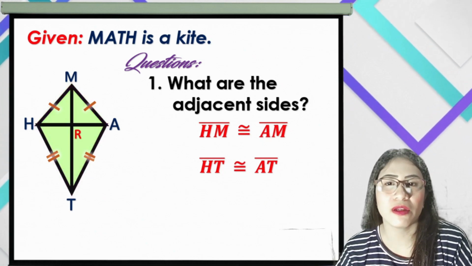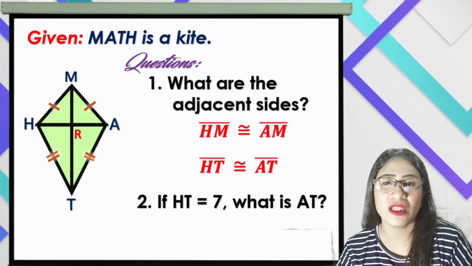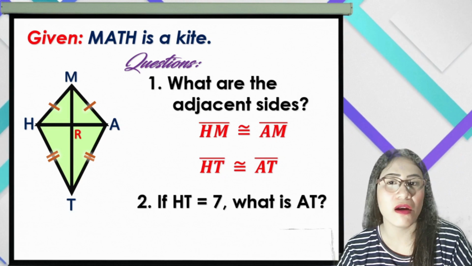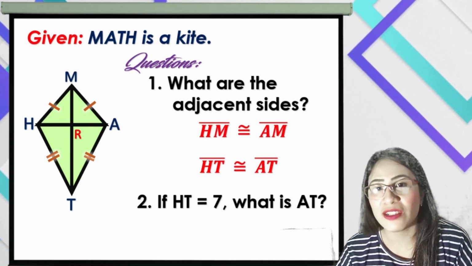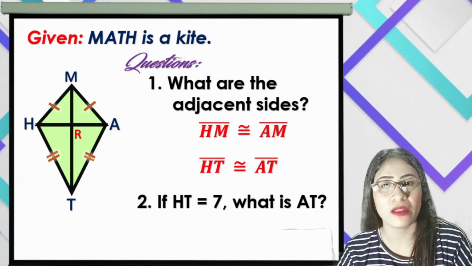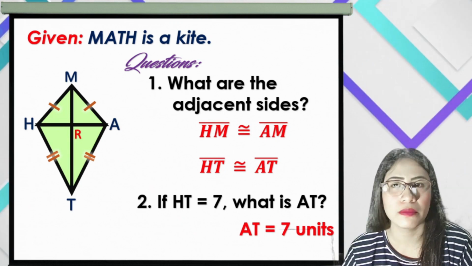Another question is, if HT is 7, what is the measurement of AT? HT and AT are adjacent congruent sides, so they are congruent. So the measurement of AT is 7 units.